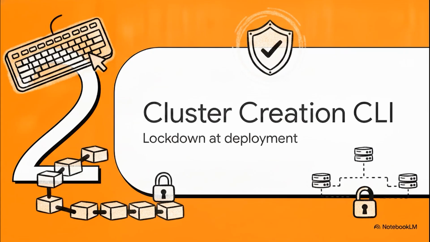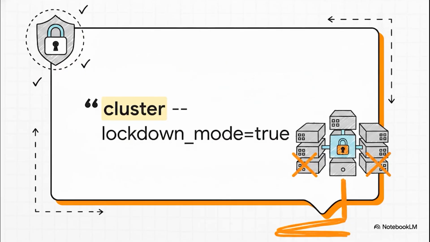Moving right along to Section 2, walk through Cluster Creation CLI, applying lockdown at deployment. Applying lockdown right at deployment is highly recommended because it means your cluster is securely hardened from the very first second it exists. Now, when you sit down for the exam, keep a close eye out for this exact syntax. Running cluster-lockdown mode equals true during cluster creation gives you the highest possible level of day zero security. But you really need to understand what this specific command actually does. It disables both password-based authentication and public SSH key-based authentication if you haven't provided any external keys yet.